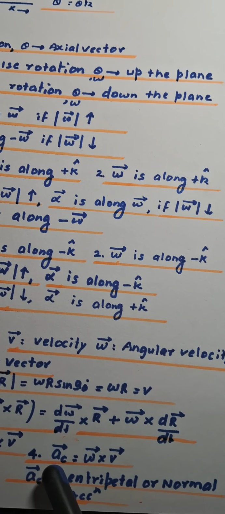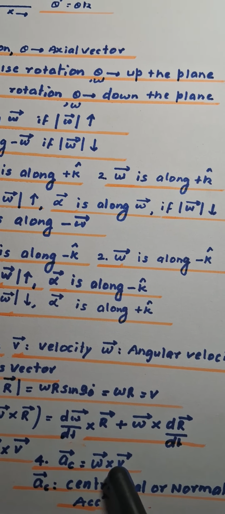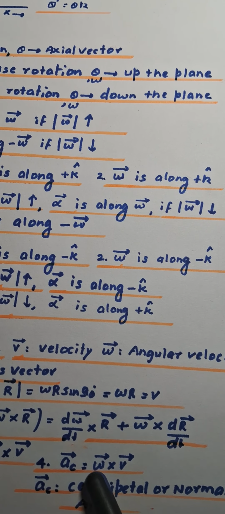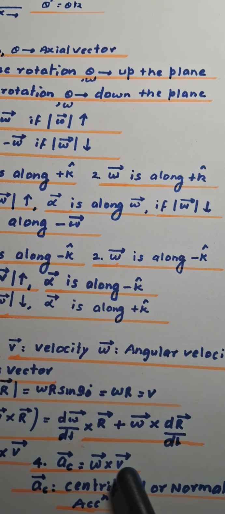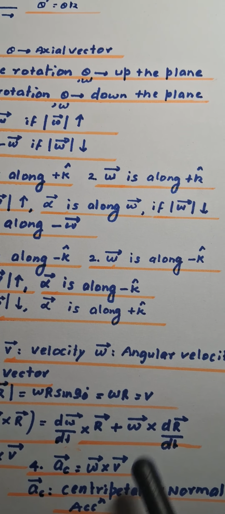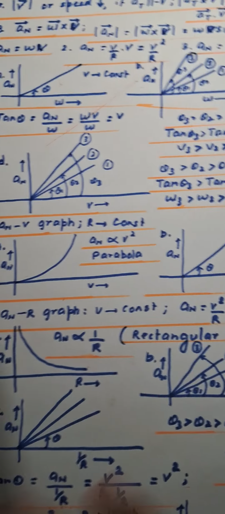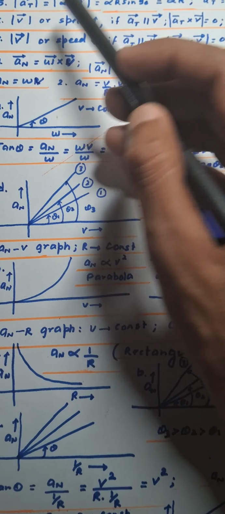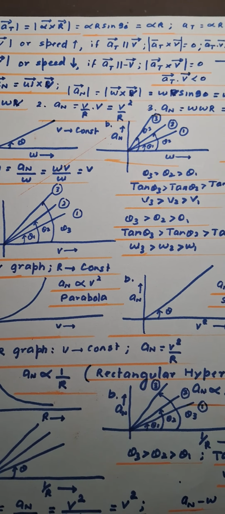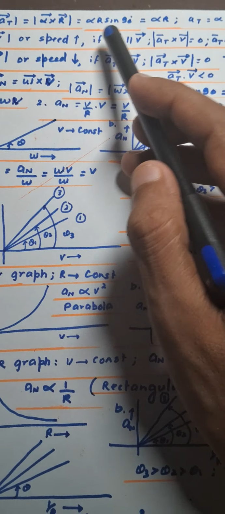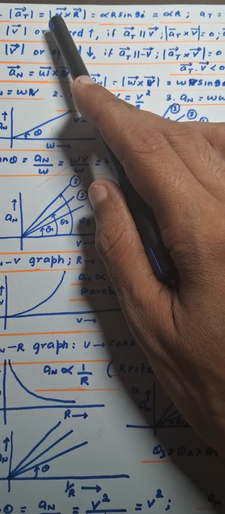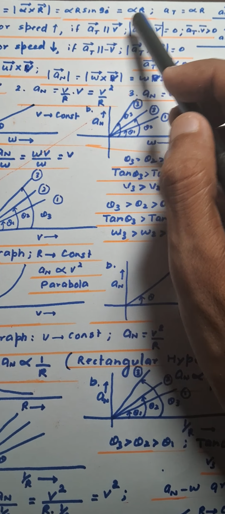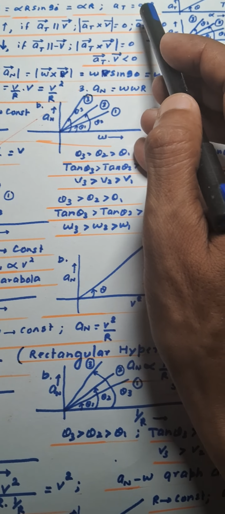Now there is another thing which we call the centripetal or the normal acceleration. Centripetal or normal acceleration is given by omega cross v, and if calculated, its direction is perpendicular to the velocity. Now, another point of discussion: the magnitude of this tangential acceleration is alpha cross r, which is alpha r sin 90, because alpha and the radius vector are mutually perpendicular. So the magnitude of tangential acceleration is alpha into r.